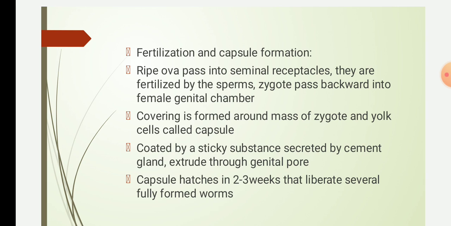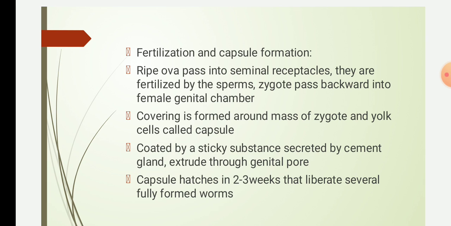So this stalk helps fasten it to some object, chiefly the under surface of the stone or the substratum. During the breeding season, each worm may copulate many times and lay a succession of capsules at intervals of a few days. At ordinary or normal temperature, the capsule hatches within 2 to 3 weeks, and it is liberated in the form of a fully formed worm.